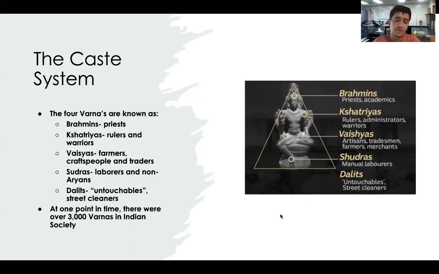And I don't use the word untouchables lightly, like Indian society, some even today, still do not associate themselves with untouchables. They believe that if you are a Kshatriya up here and you accidentally come in contact with a Dalit, even accidentally, you can automatically lose your status up here and be sent all the way down here to the untouchables. At one point, there were over 3,000 different Varnas or sections in Indian society, but we're just going to keep it simple at these 4 plus the untouchables here.